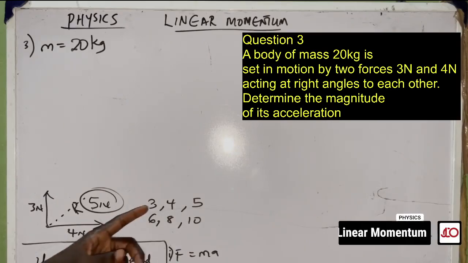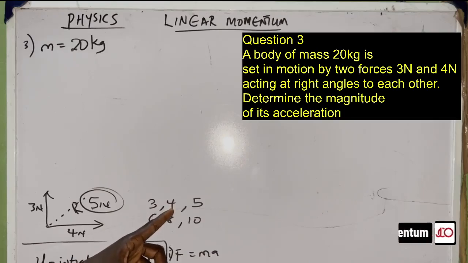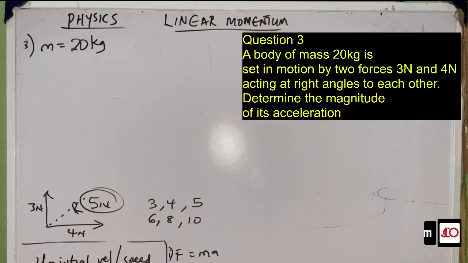How do I check? 3 raised to power 2 is 9, 4 raised to power 2 is 16, 9 plus 16 is 25, which is the square of what? 5. Then also 6 raised to power 2 is 36, 8 raised to power 2 is 64. When you add them, you get 100, which is 10 squared. You must know your mathematics to be able to deal with some of these problems.